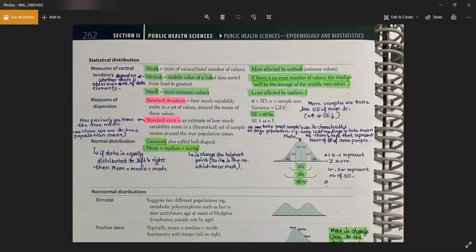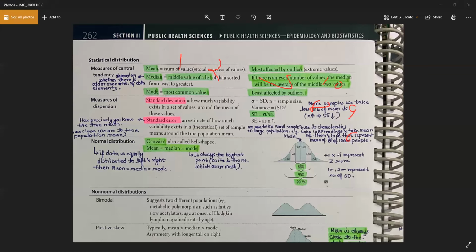Okay, then comes the measures of central tendency. One is the mean, second is the median, and third is the mode. Mean is basically the sum of all the values divided by the total number of values. Median is basically the middle value of the list. Let us suppose you have data from 1 to 10, let me show you. You have data: 1, 2, 5, 8, 10, then 9, then 6, in this order.